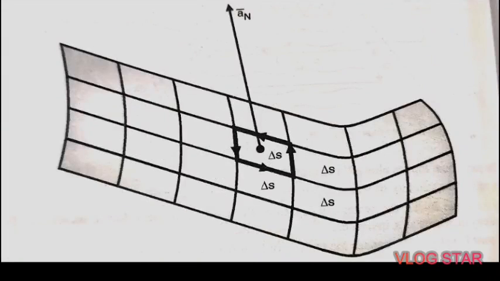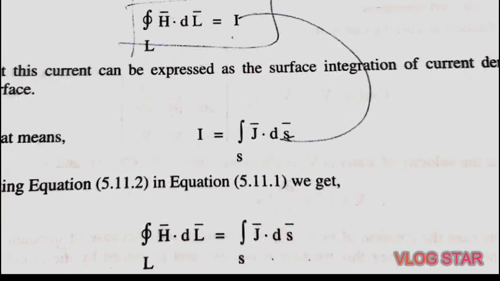Next point is Stokes theorem. In terms of Stokes theorem, we will see first the statement of the theorem, and after that we will see the proof of that theorem. So let us see first the statement. The statement of Stokes theorem is that the integration of any vector around the closed path is always equal to the integration of curl of that vector throughout the surface enclosed by that path. Let us see first how to prove that statement.